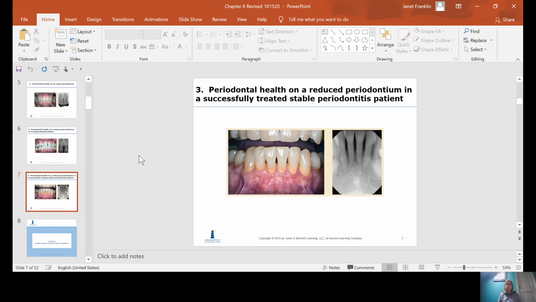But if you probe around this patient, you're probably going to get all 2 and 3 millimeter pockets, no bleeding on probing, tissue is going to be pink and firm, fit snugly around the tooth, all of the things we talked about for health. But if you look at the radiograph, you can see they've had significant radiographic bone loss. So they have had periodontitis. Now it's stable or holding steady.